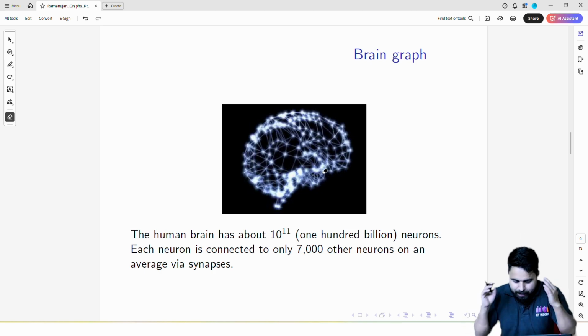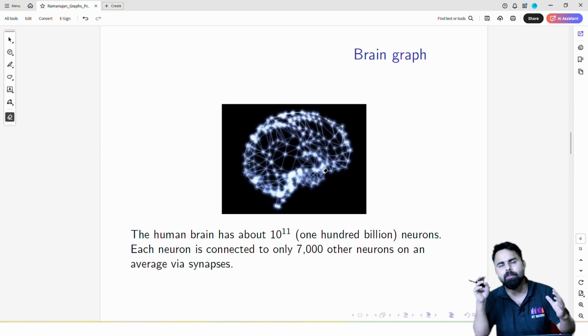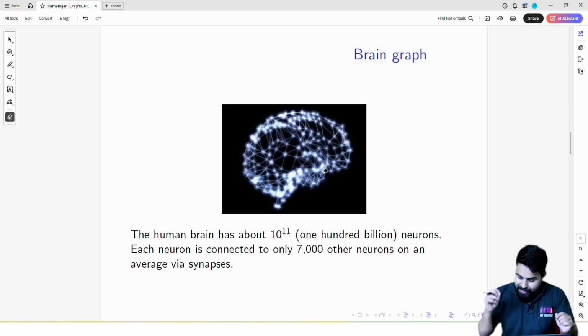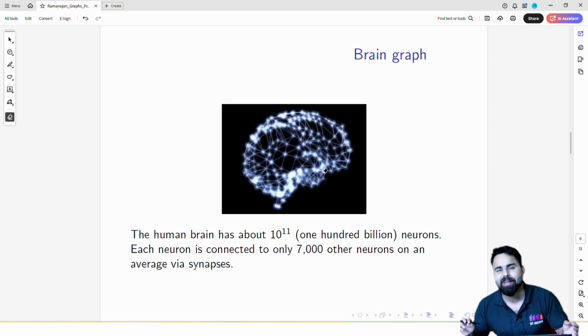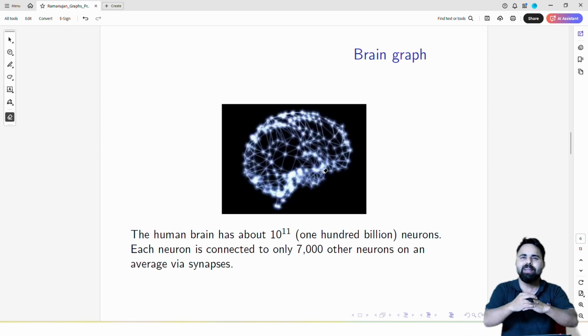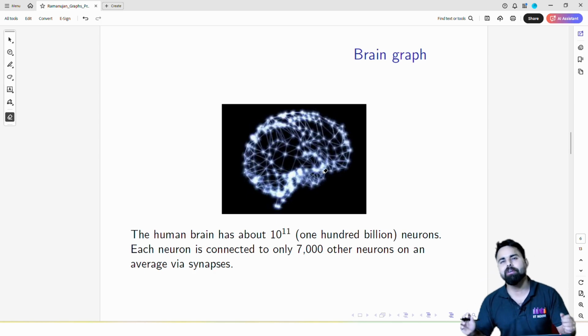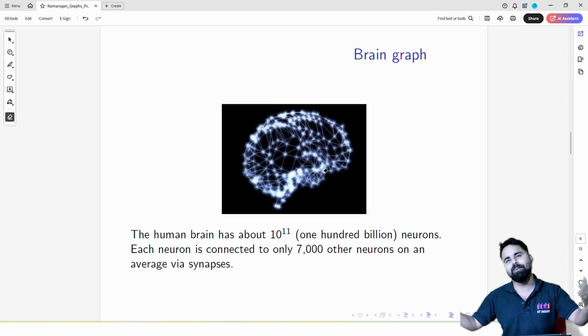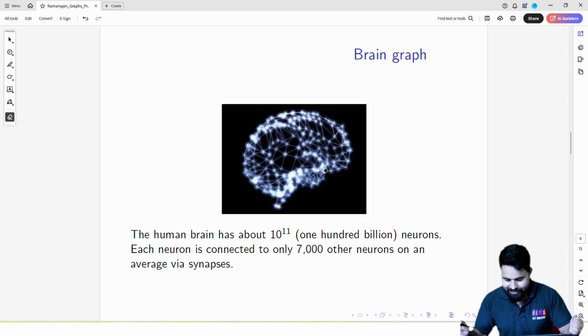In our brain graph, how many neurons are there? The number of neurons is roughly 10 raised to the power 11, but every neuron is only connected to 7,000 other neurons on average. So a very small fraction of the total number of neurons a neuron is connected with. So it's a very sparse graph, but you see we all function very well, right? Our brain functions very well. So this is a very well connected graph and sparse also.